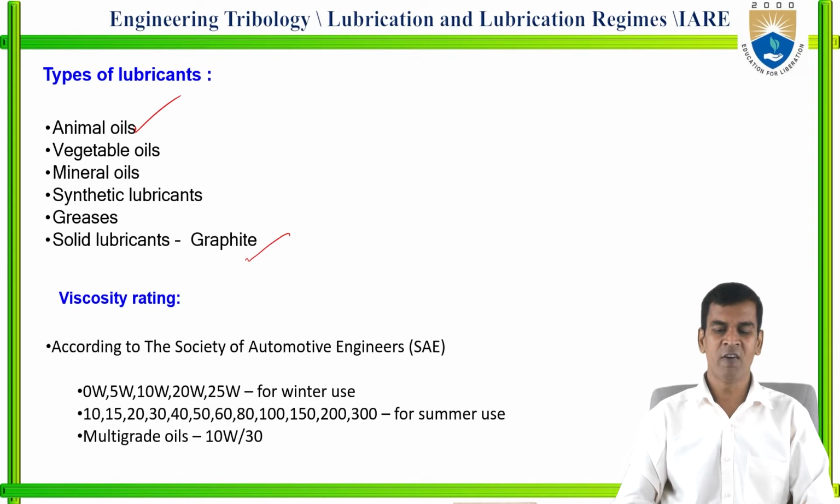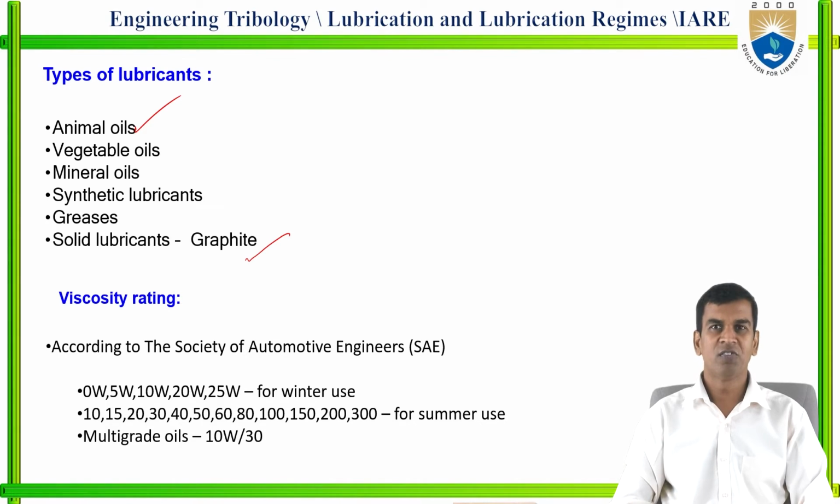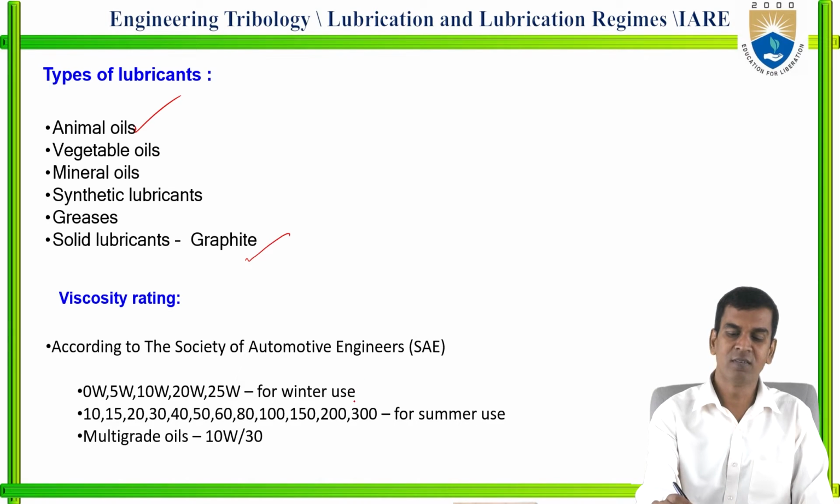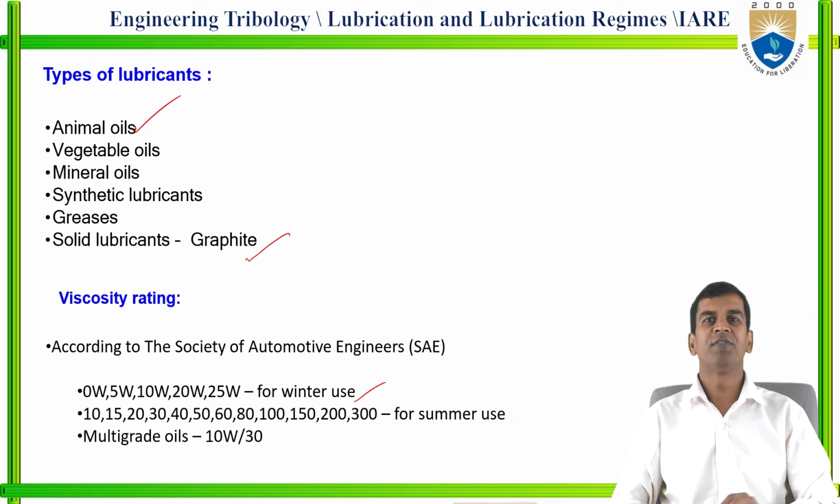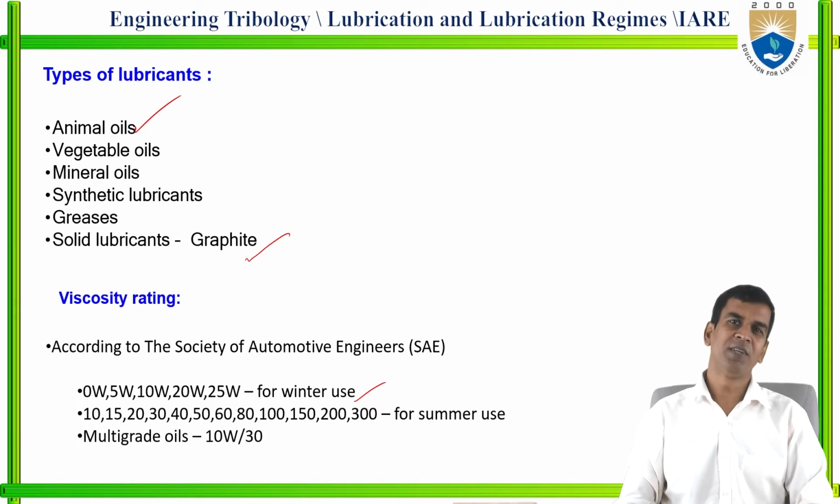According to the Society of Automotive Engineers, you will be having SAE 0, 5, 10, 20, 25. These ratings are used in the winter season, whereas in summer season you can use oil 10, 15, 20, 30, 40. We will call them SAE 30 oil, SAE 40 oil, SAE 50 oil. 0 to 25 can be used in the winter season, and 10 to 30 can be used in summer use applications.